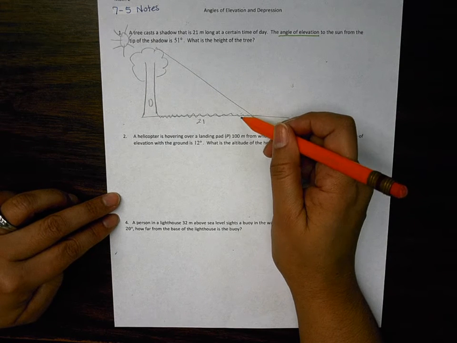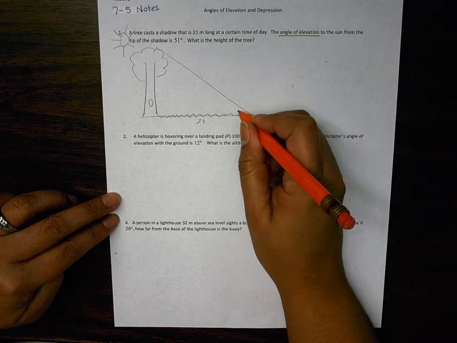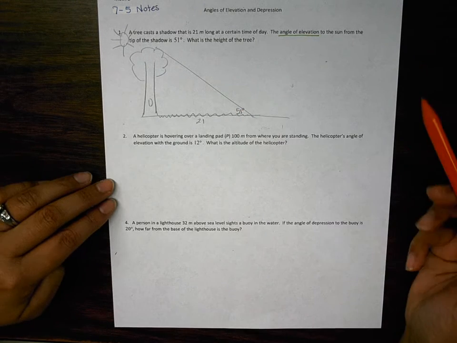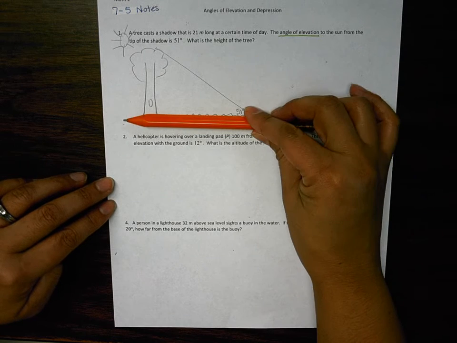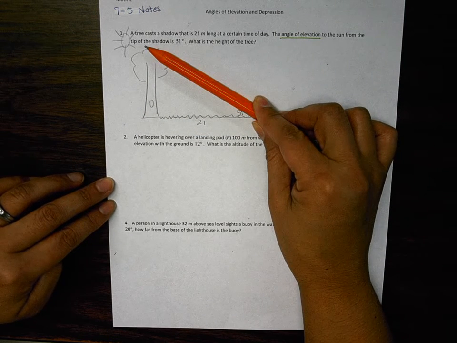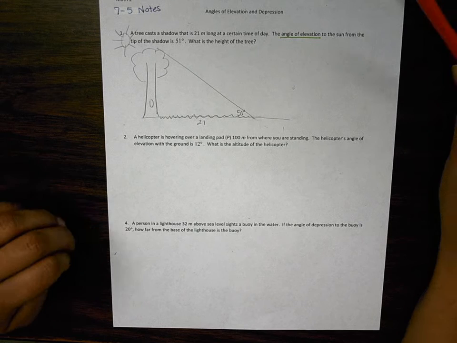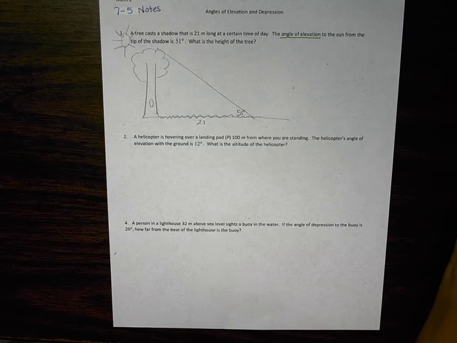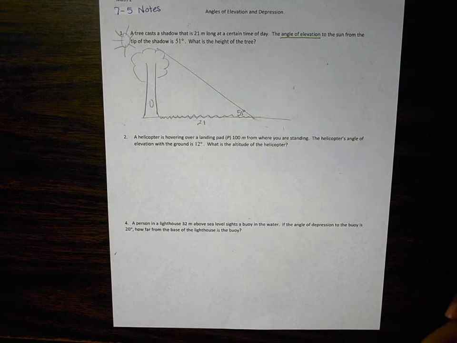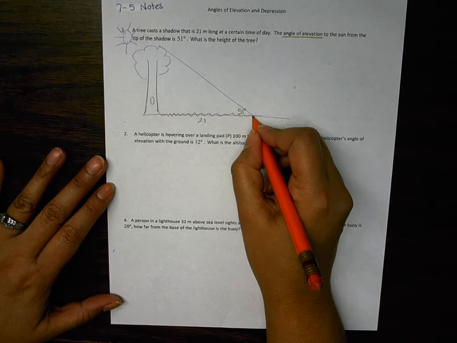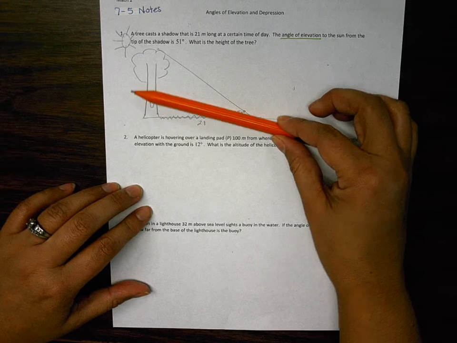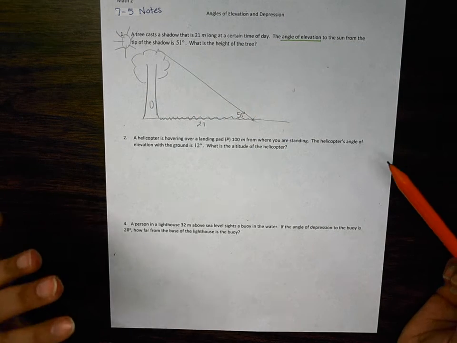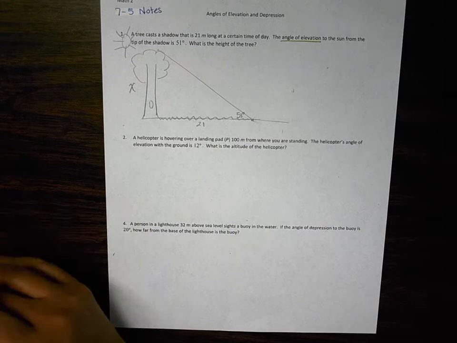What did I say about angle of elevation? It's always going to be coming from the ground. So it goes right here. What was it? 51 degrees. Okay, angle of elevation. You're here. You look up. And it's, what was it? 51 degrees. Okay, to the sun from the tip of the shadow. Here's the tip of the shadow. So from the tip of the shadow up to the sun is 51 degrees. Does everybody see that?